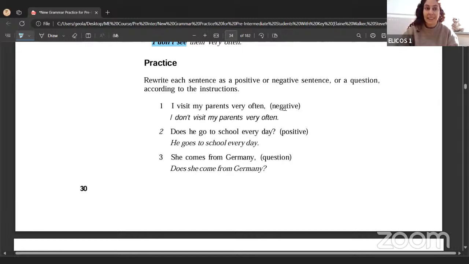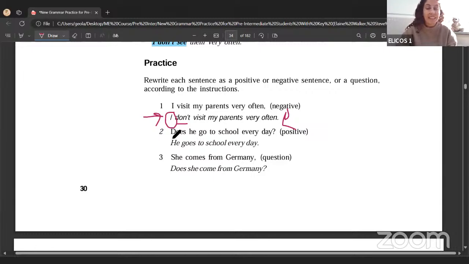I want to make it a negative. So you remember, to make it a negative, you need to add don't or doesn't, depending on the subject. But I have the subject I, so I know it's: I don't visit my parents very often. So we have the positive sentence, the first one, and this one now, we made it a negative. We made it the opposite. Number two, I think I'll do the first three because I can see the answers are here.